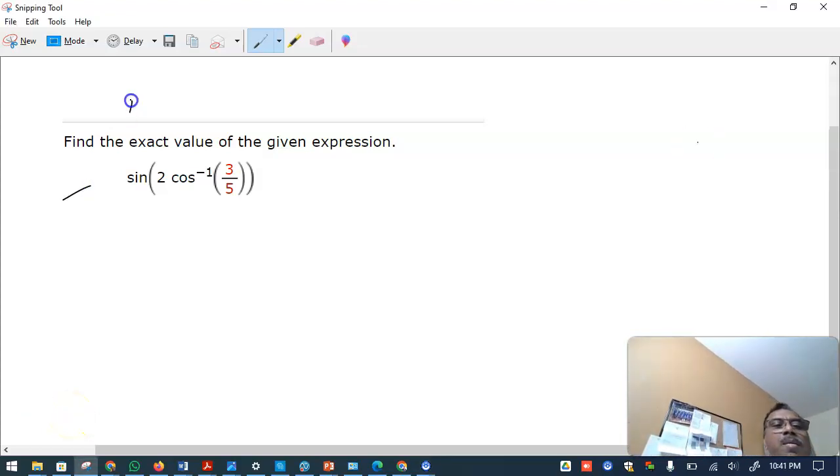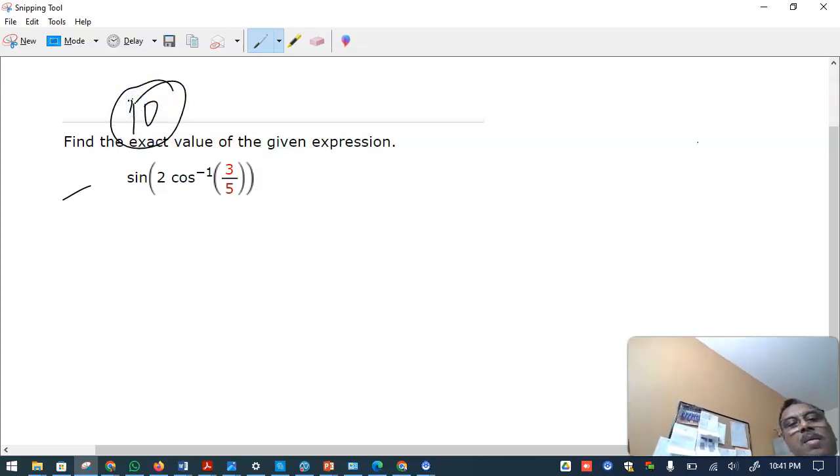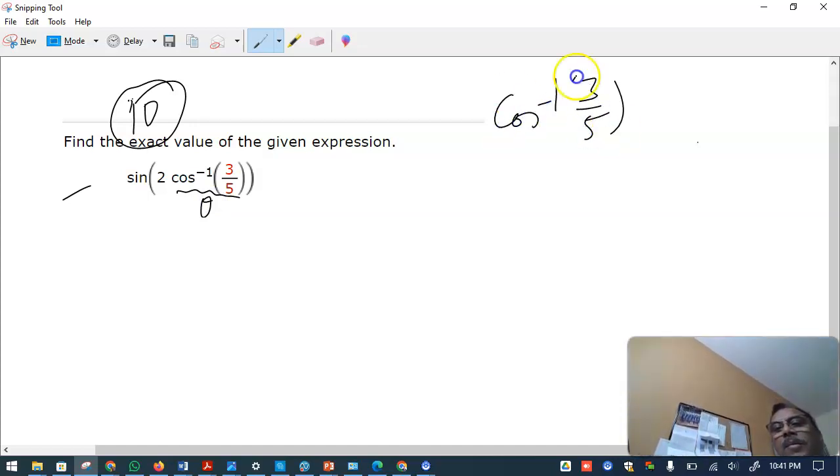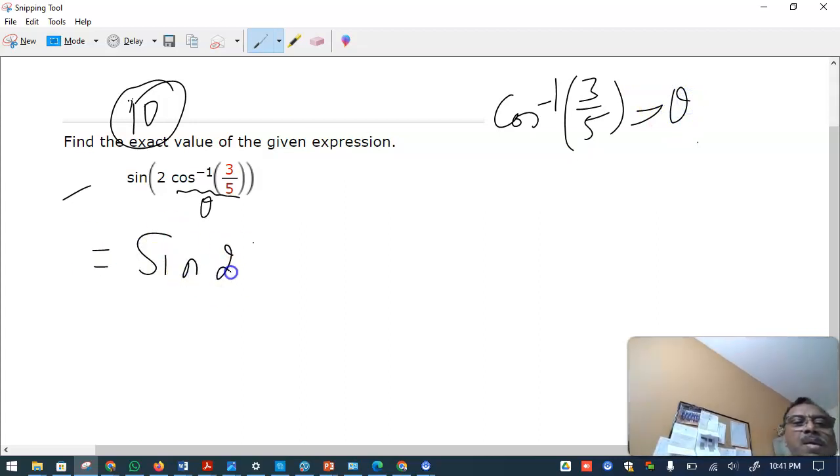So how do we do this? I think it's practice problem 10. So you are given cosine inverse of 3/5. So we'll call this theta. So this whole thing is like sine of 2 theta. And the formula for sine 2 theta is like this.